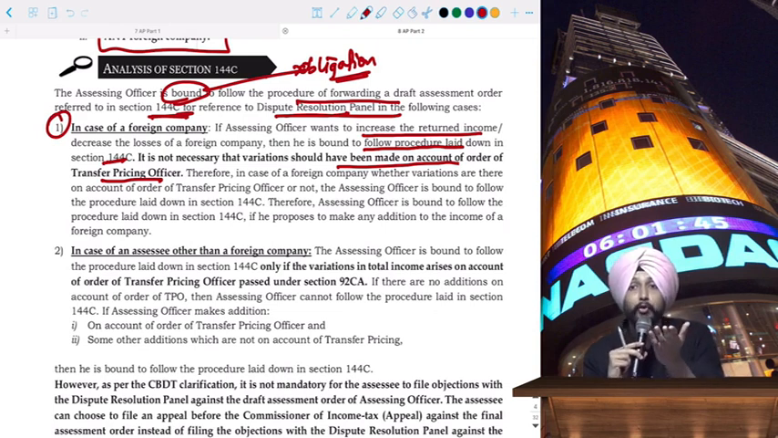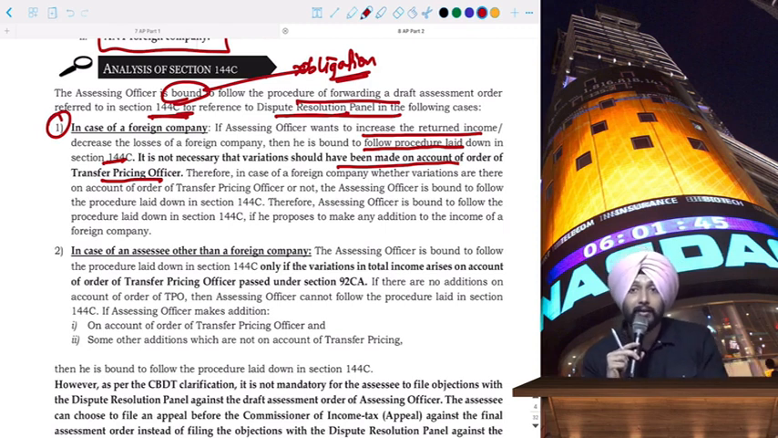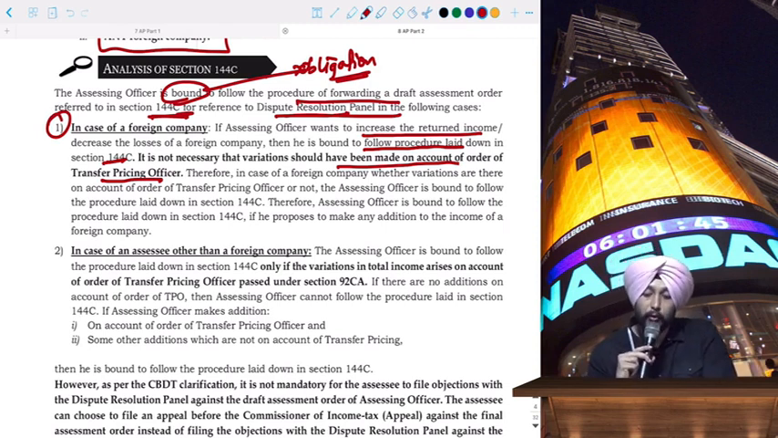Sir, what is the procedure? The procedure part I will discuss later. First, I should tell you when DRP should be approached, when we have to knock on the doors of DRP. First, you need to understand that. Only after that can we understand the procedure. The procedure is mainly the timelines, nothing else.